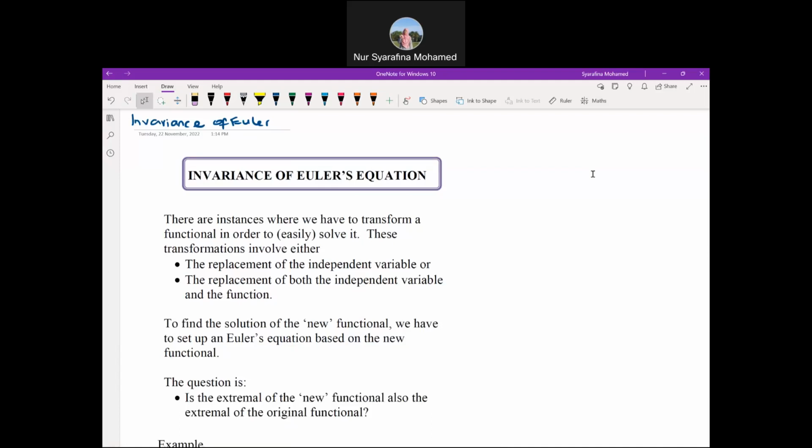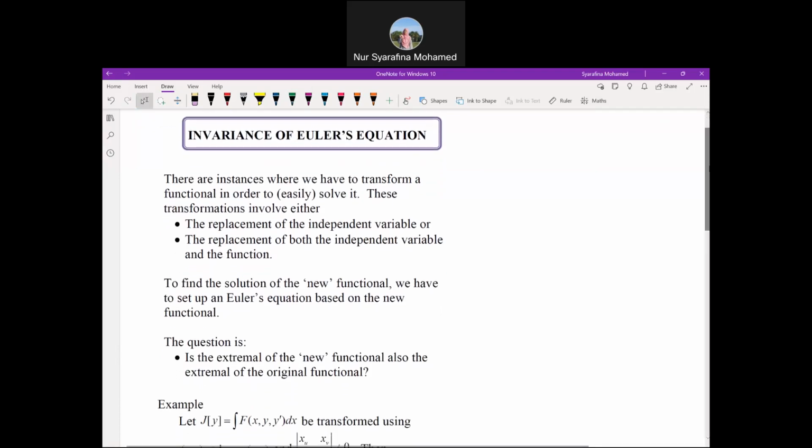Okay, now we are still in the same topic, where previously we had the generalization of the elementary real problem. Right? Okay, now our next topic today is invariance of Euler's equation. There is nothing different from the previous one that we discussed in parametric functional. Now, for invariance of Euler's equation, we just replace our x and y with another independent variable.